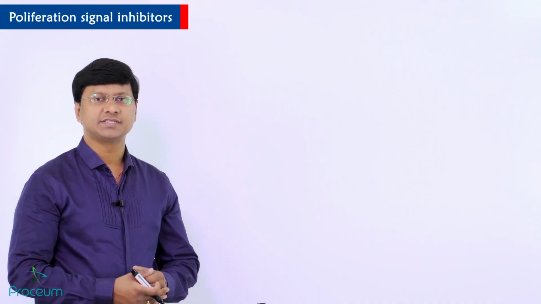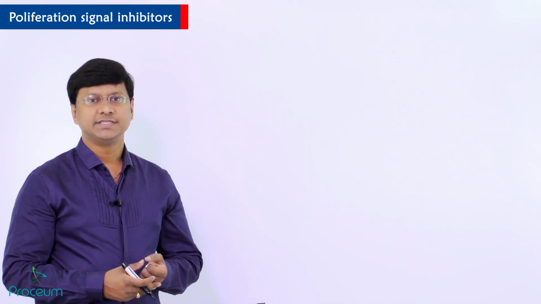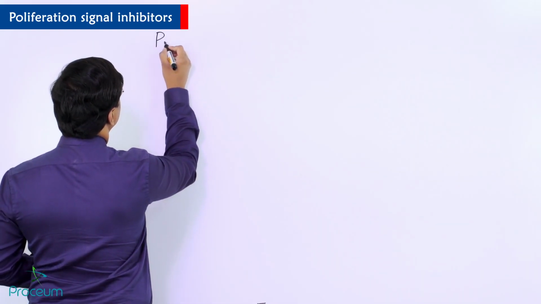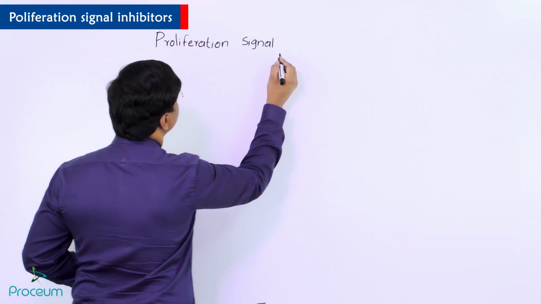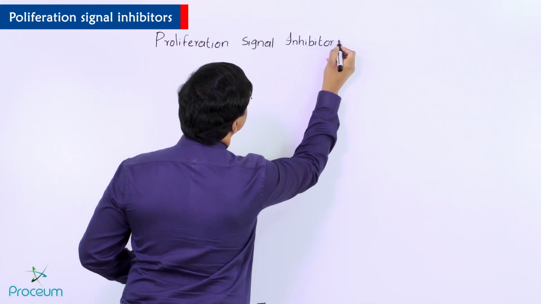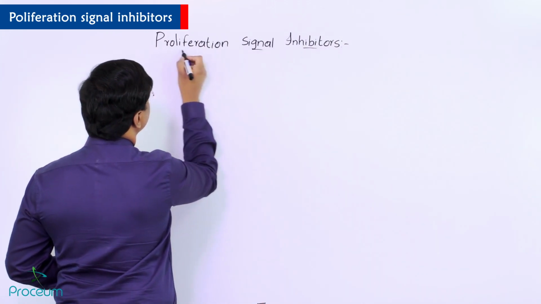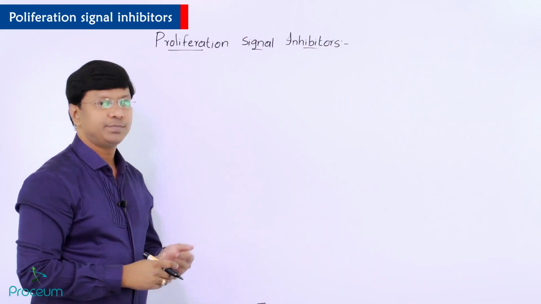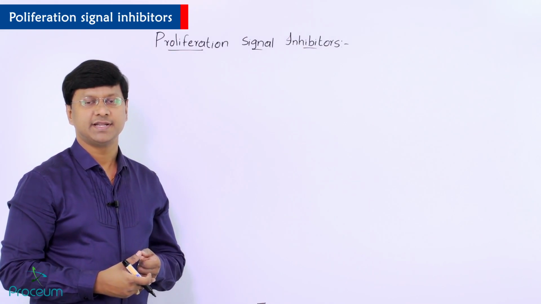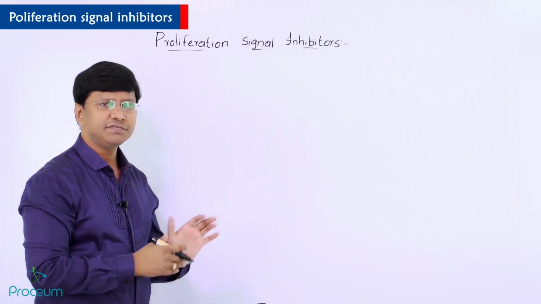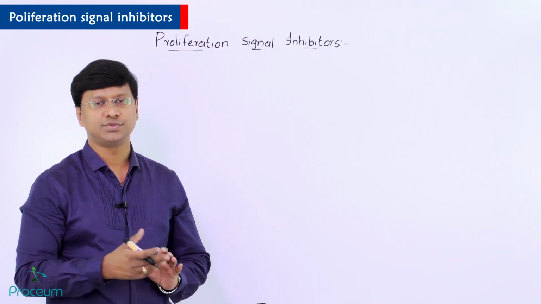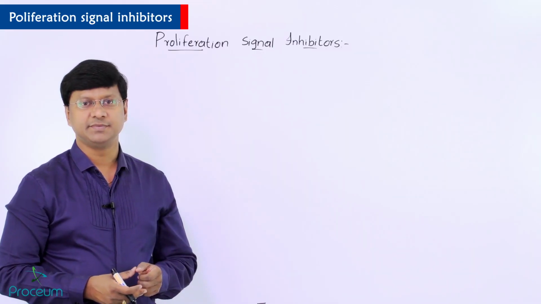So after having discussed the calcineurin inhibitors, now let me discuss the other group of immunomodulators, that is proliferation signal inhibitors. In this group we have drugs like Sirolimus as well as Everolimus. First let me tell you the mechanism of these proliferation signal inhibitors, and what drugs are in this group.